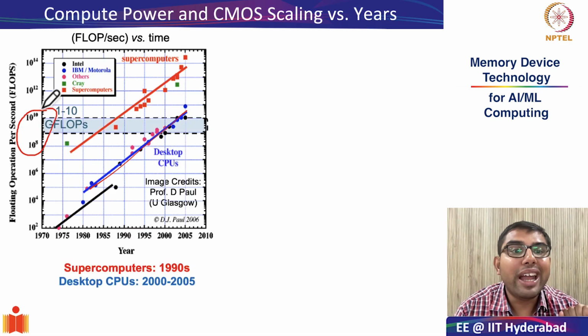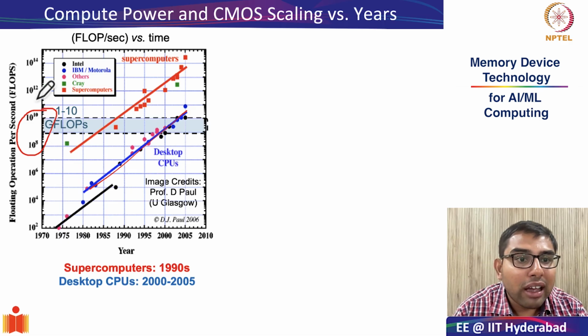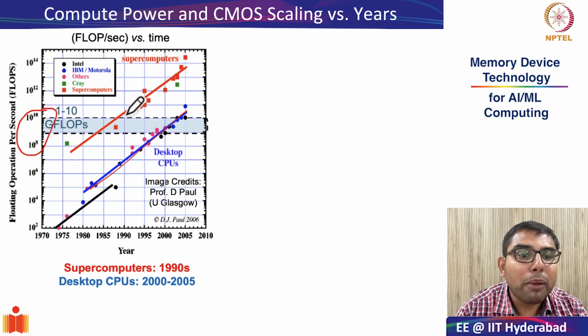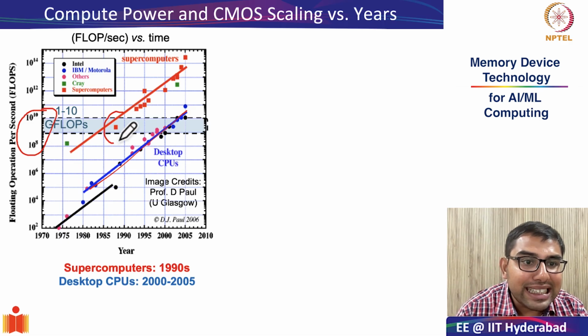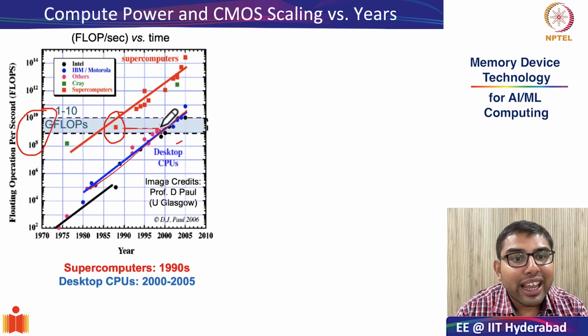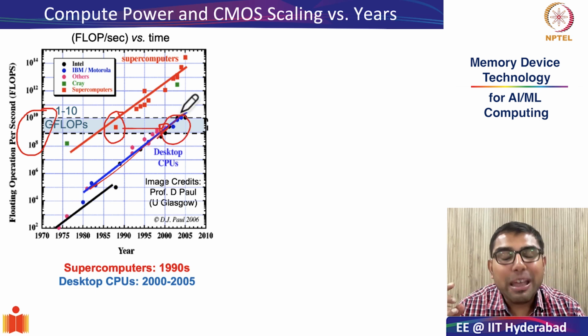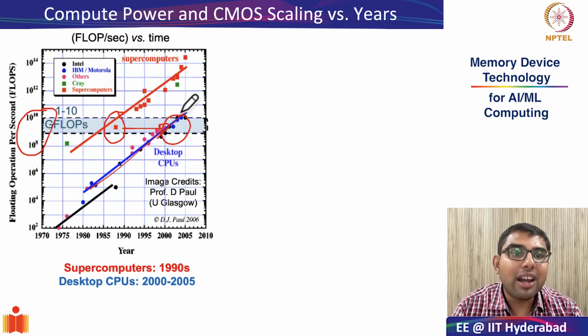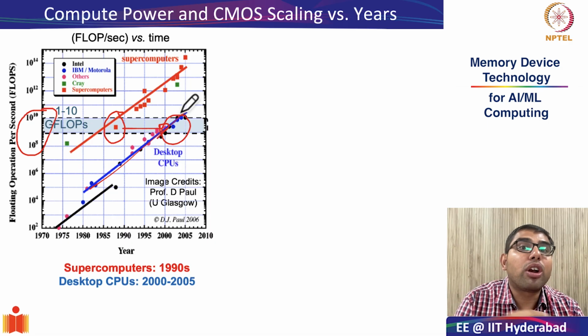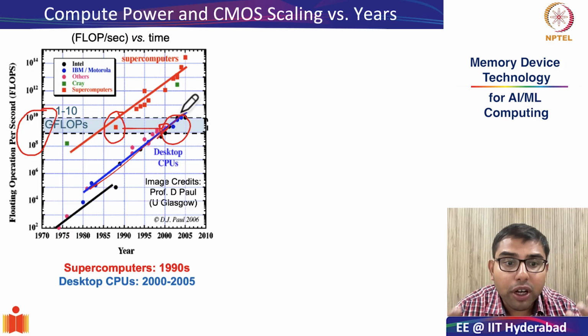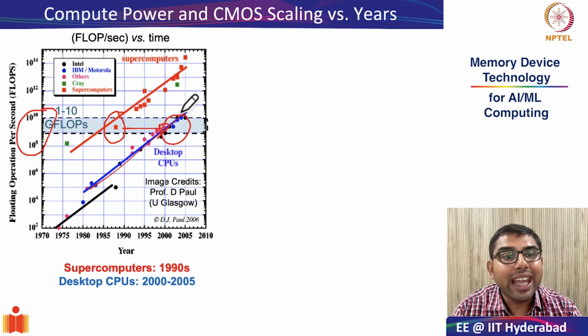So let us see when supercomputers and desktop computers were able to achieve this. And this was only possible by supercomputers in the 1990s and by desktop computers almost a decade later, in the early 2000s, around 2005. So this is what was impeding the real life practical implementation of AI ML algorithms: the ideas were already there, but enough computational power was only possible post the 1990s.